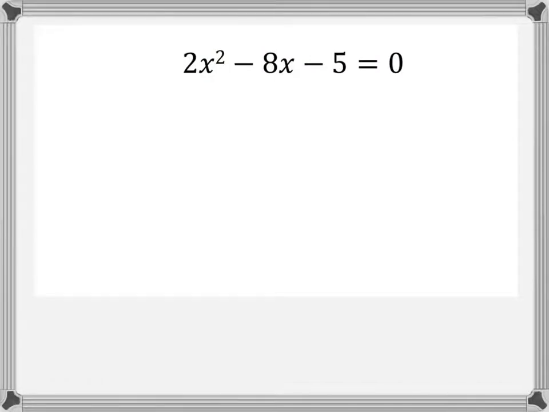Let's look at another quadratic equation. 2x squared minus 8x minus 5 equals 0. Okay, so here I'm going to use a different method. We're not going to try to factor this. Instead, let's solve this by completing the square.